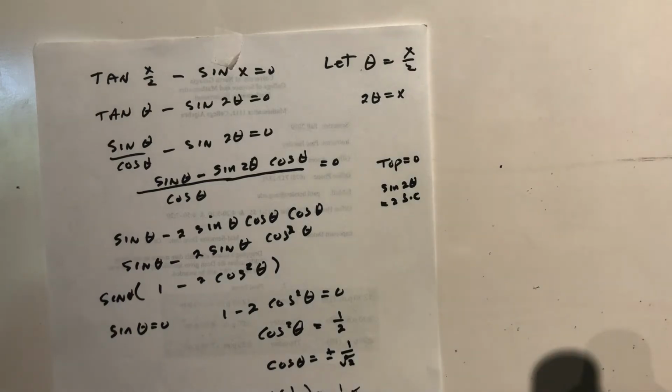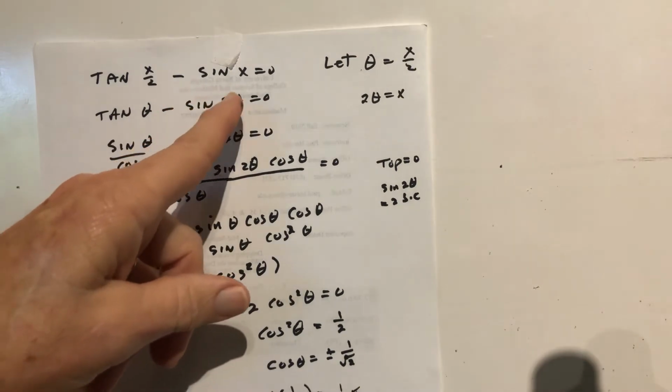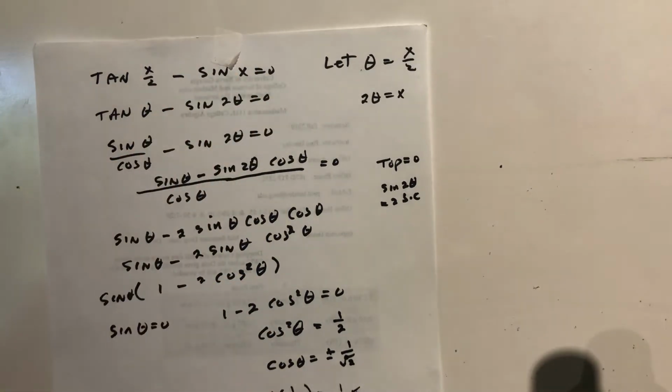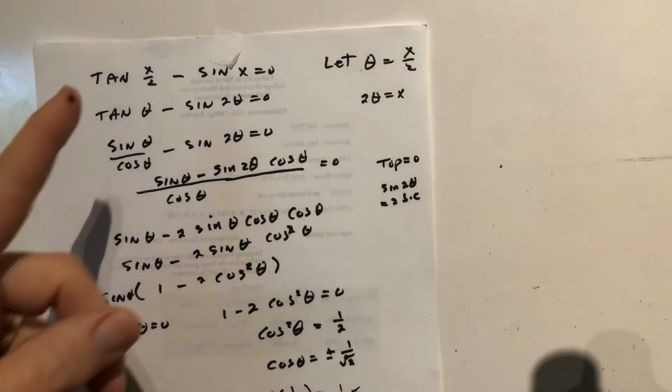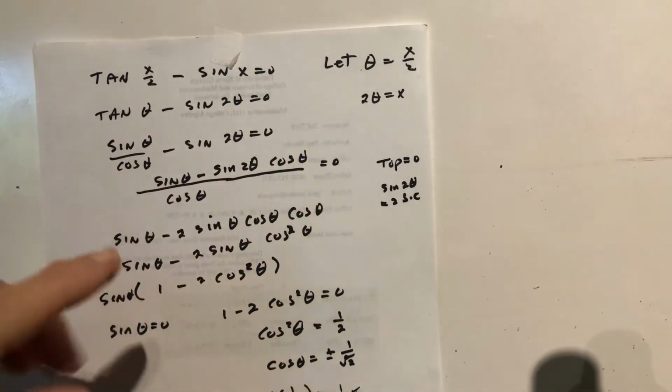Okay, and another homework problem. Tangent x over 2 minus sine of x equals 0. Half angle formulas are a little bit tricky. So one thing we can do is to replace these and turn it into a double angle problem.